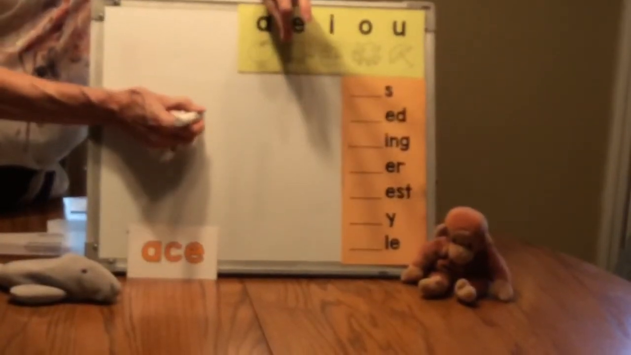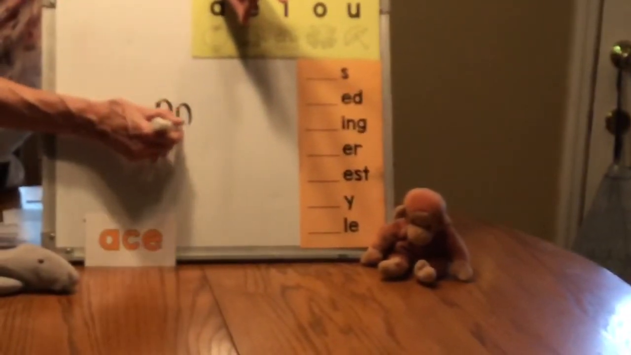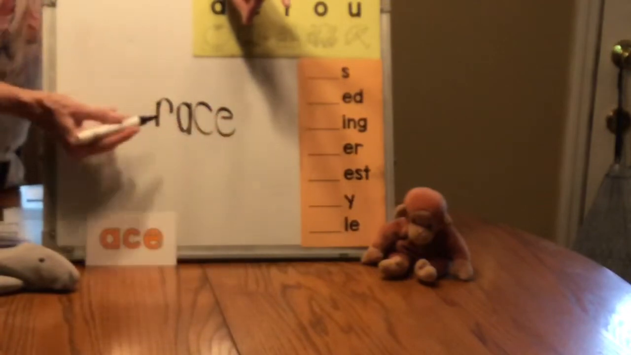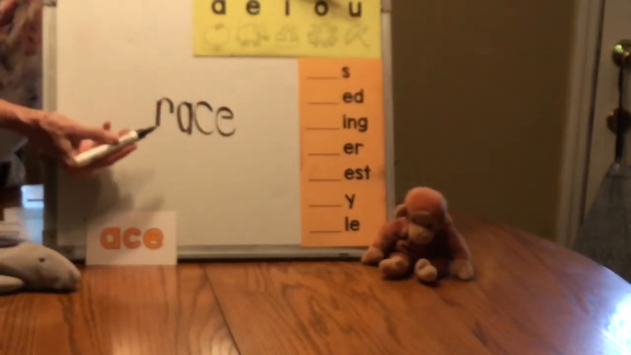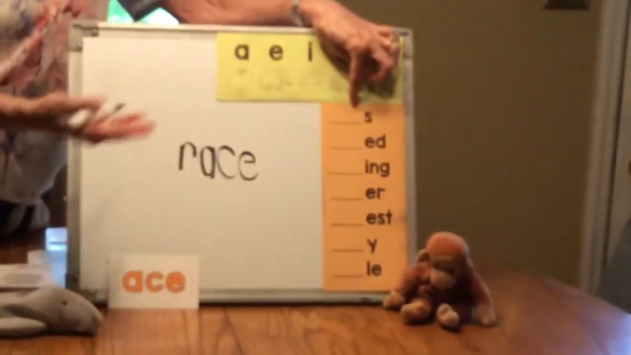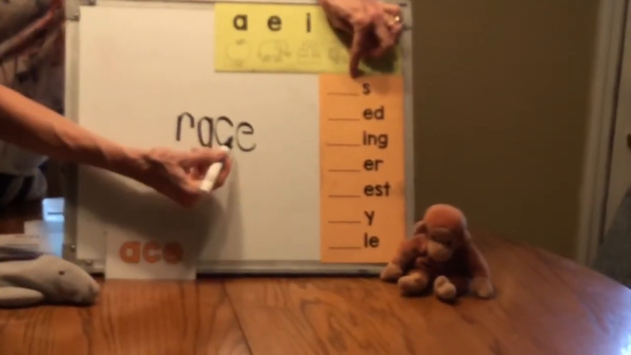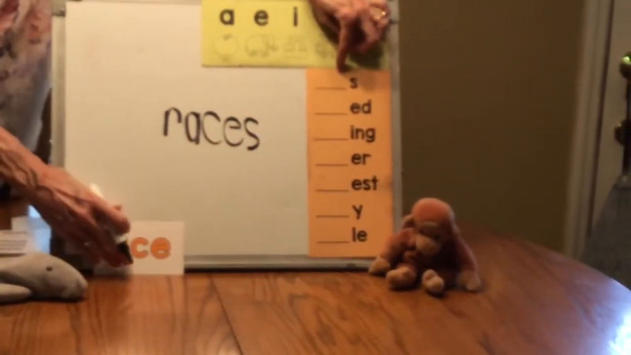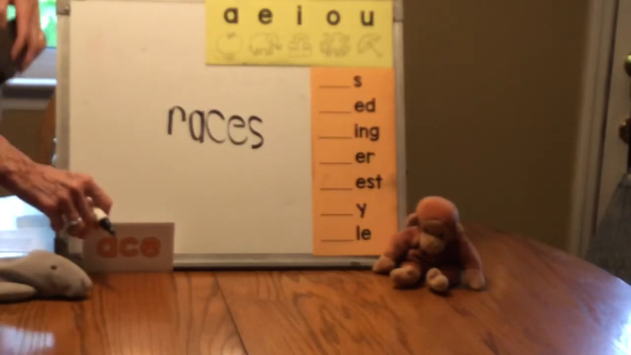All right, and we have the ACE. Now last week we talked about dropping the E to add our suffix, but if we're going to be writing the word races, and we look over here, we're wanting to add the suffix S. There is no vowel with S, so we do not need to drop the E. So there we have races. She races down the road, races.